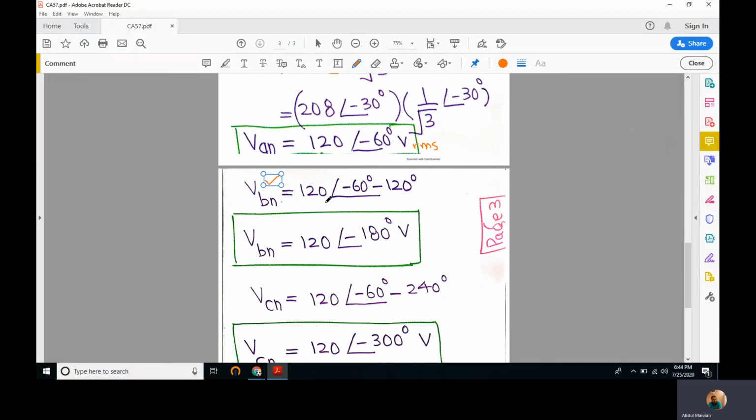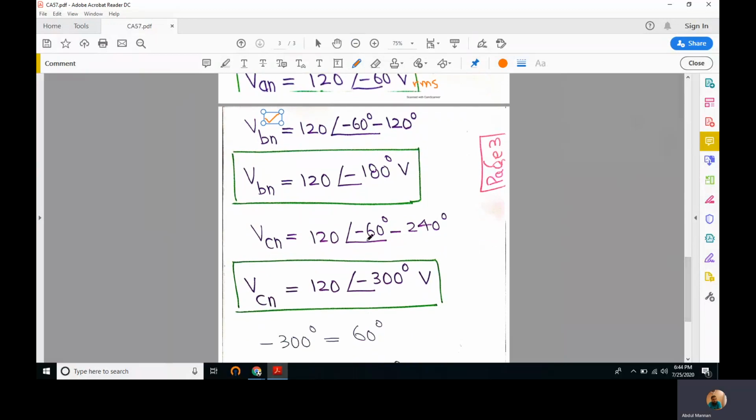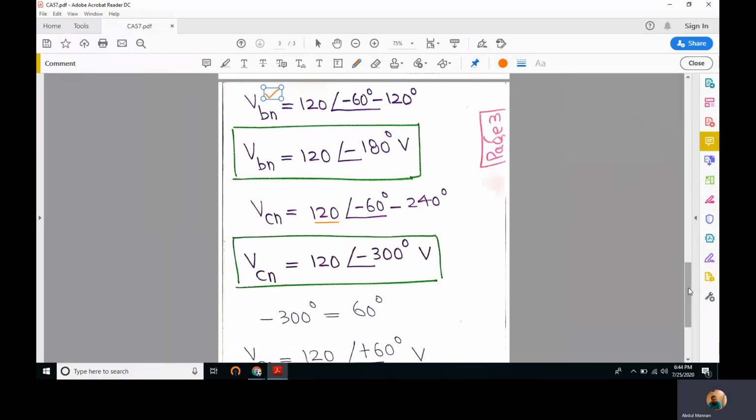So VBN should be 120 degrees lagging compared to VAN. Minus 60 minus 120 is minus 180. And we know that VCN is 240 degrees lagging compared to VAN, having the same magnitude. So minus 60 minus 240 is minus 300 degrees. This is also RMS, and this is also RMS.